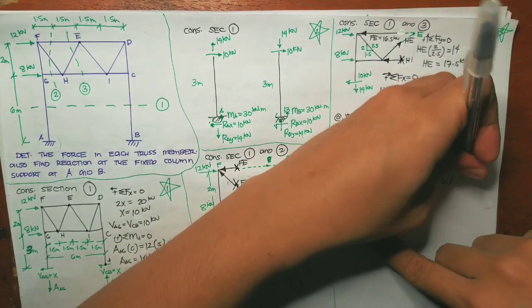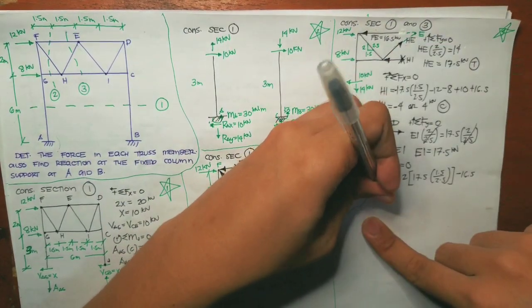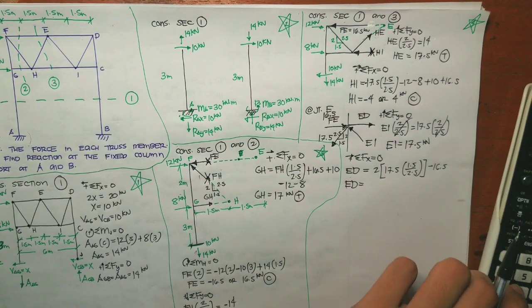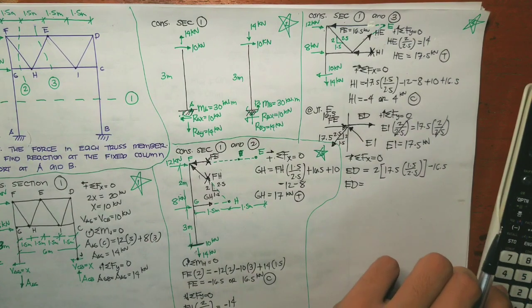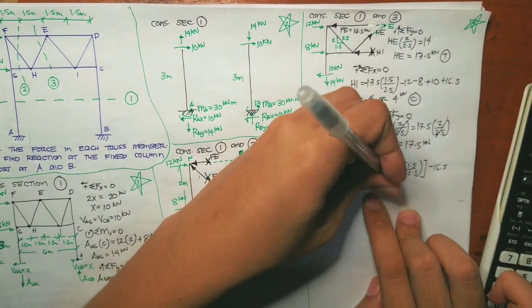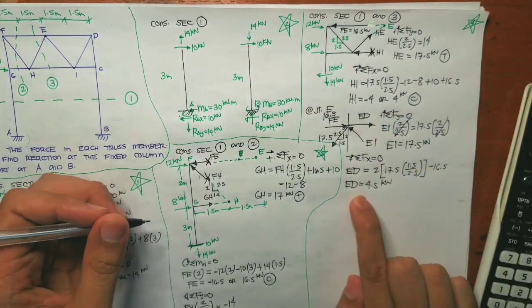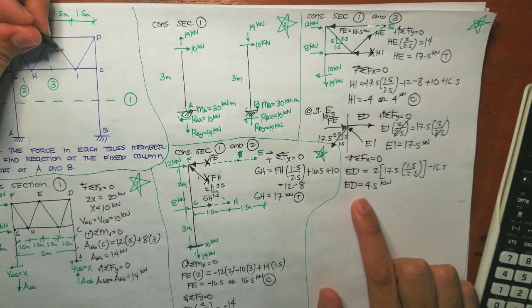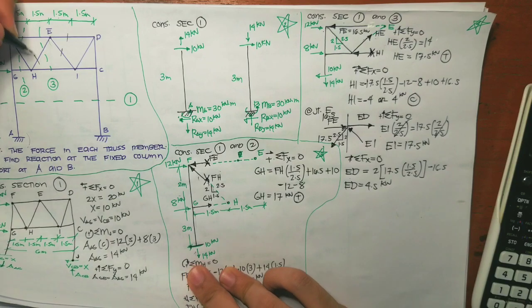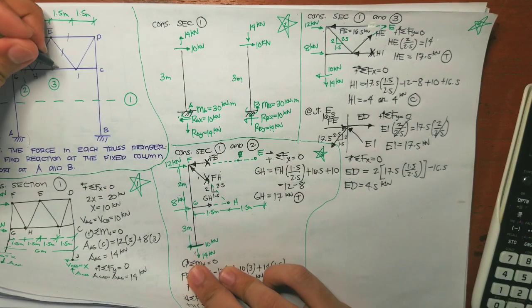And then minus 16.5. Okay, so we have the value of ED, which is equals to 2 times 17.5 times 1.5 divided by 2.5 minus 16.5. So that is 4.5 kilonewton, which is in tension. Correct yung assumption natin. So we're done with these members. Ano pa ba? Ito, and ito.